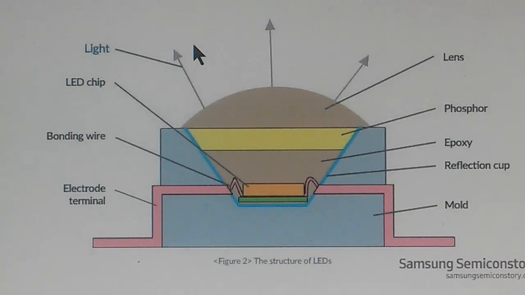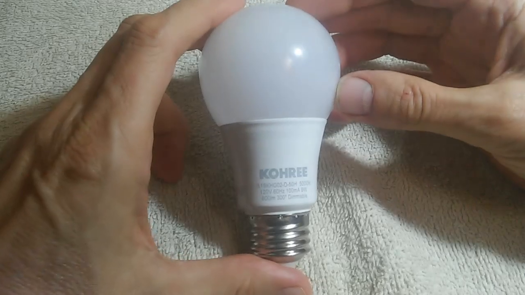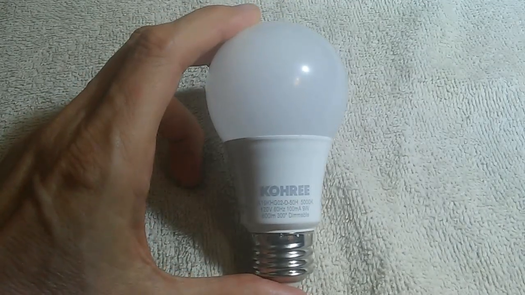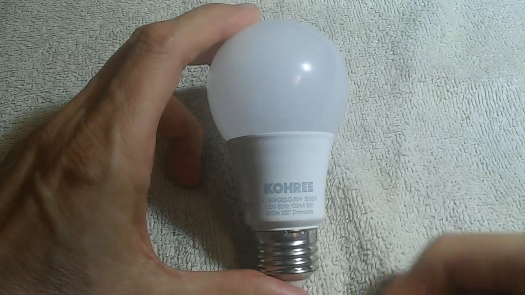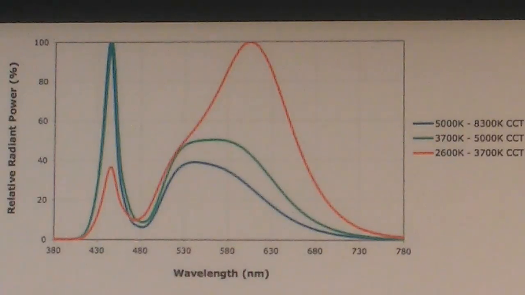Now, I don't know for certain how this particular LED bulb works, but since the blue LED plus the yellow phosphor is the cheapest, it is almost certain that that is how this bulb also works. By adjusting the mixture and concentration of the phosphors, we can produce different color temperatures.